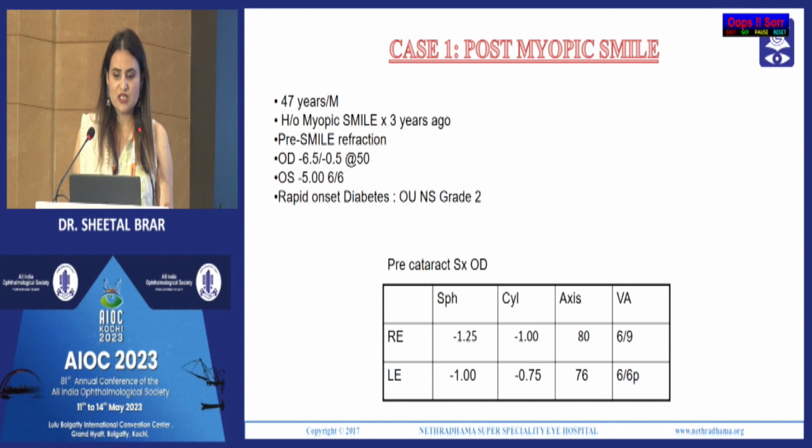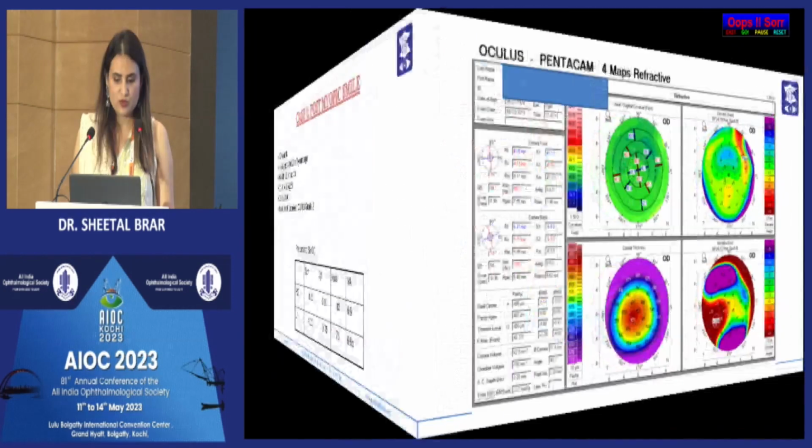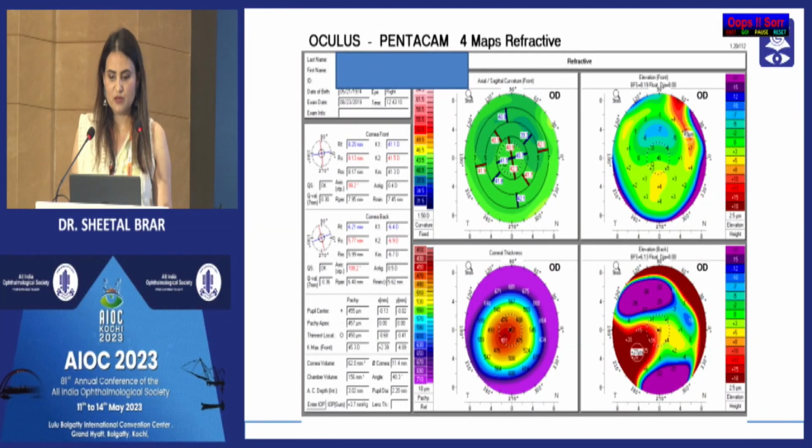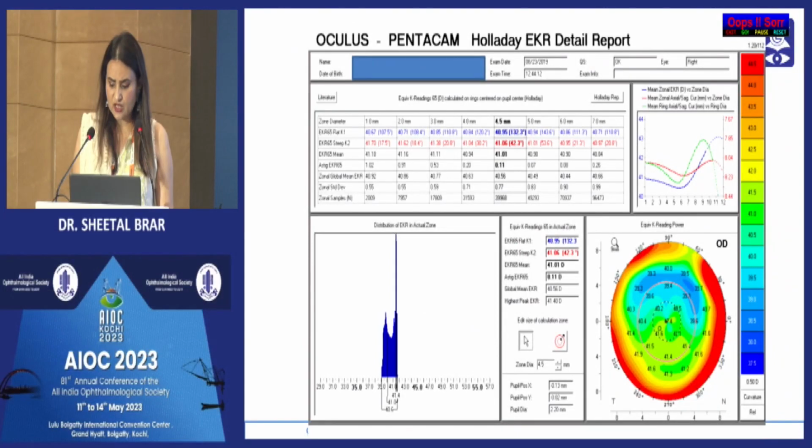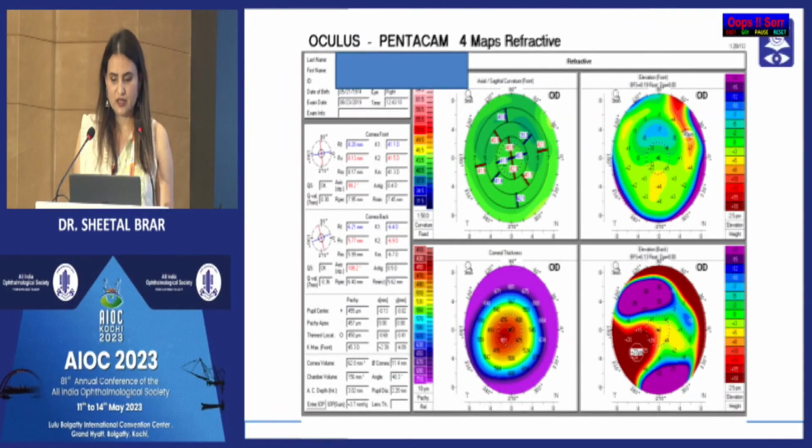So just showing a case, this case had a post-myopic SMILE 3 years ago, and he had a rapid onset of diabetes, and he developed NS grade 2 in both the eyes. This was his refraction, and this is the Pentacam. You can see there is a bit of central flattening, which looks fairly regular on the axial map.